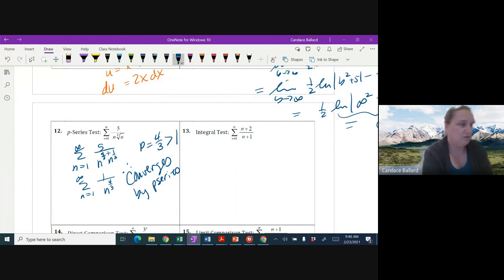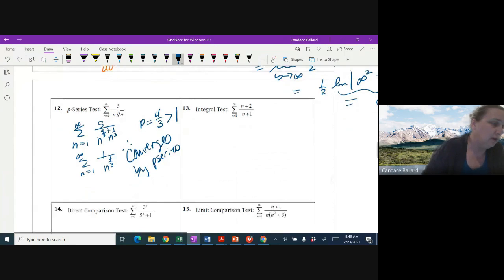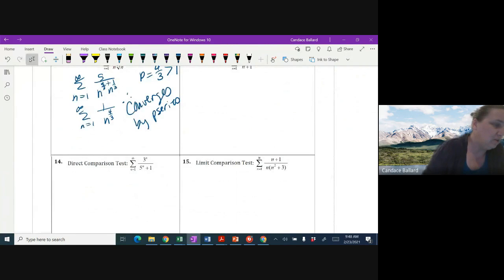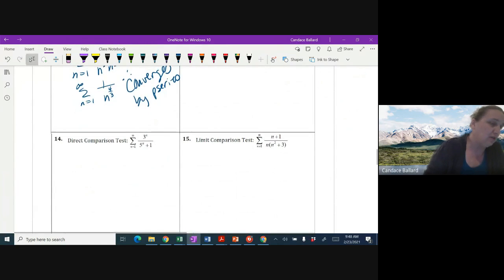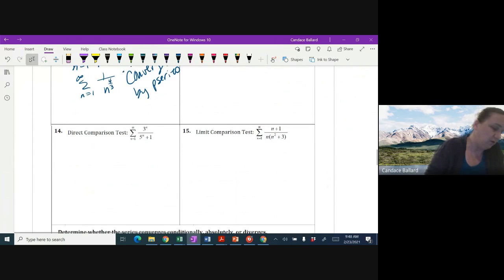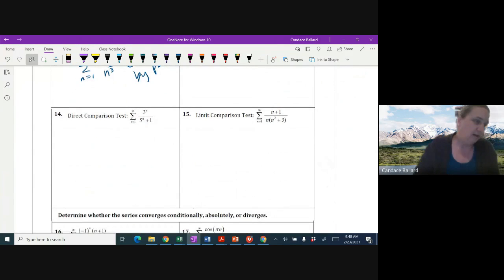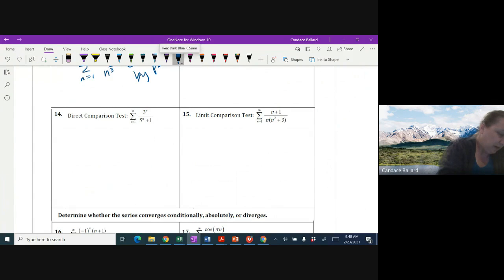In the interest of time, I'm going to skip over 13 and we can come back to it. We haven't done a direct comparison together yet, so let's do 14. And I think for 15, actually, the limit comparison might work this time. So let's try 14 and 15, see if we can get those ones to work. And then if we've got time, I'll come back to 13. And if not, we have a few minutes on Wednesday too, all right? Okay, so direct comparison test.